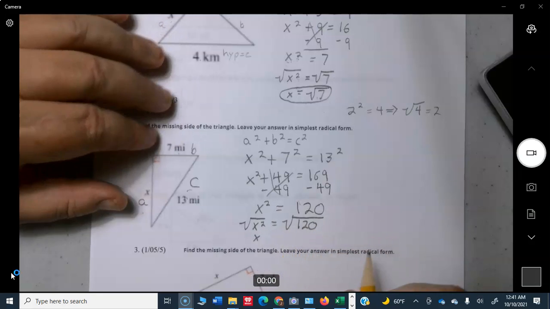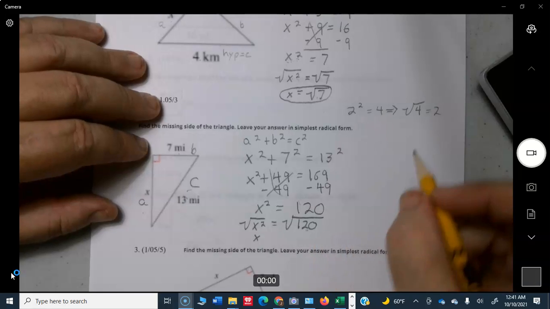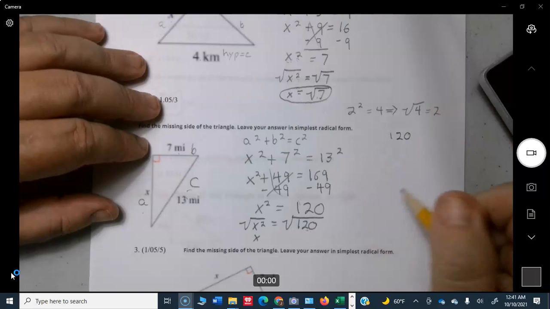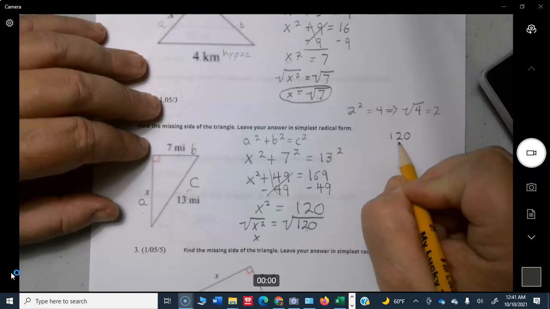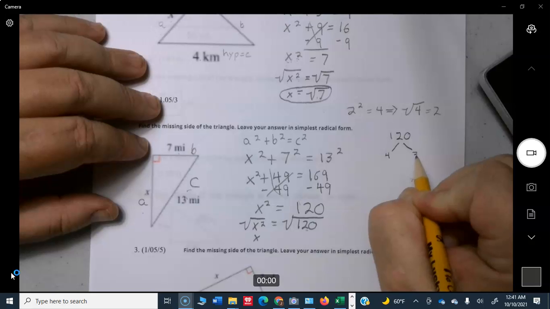Now we need to simplify this. So how do you do that? Whenever you have a square root, what you need to do is factor this, and you have to find out what the prime factors of this is. Those are the numbers that can't be reduced any further that multiply to 120. So we're going to start with 120, and pick any two numbers that multiply to 120. Let's say 4 and 30. So I'm going to come over here and put a 4, come over here and put a 30.